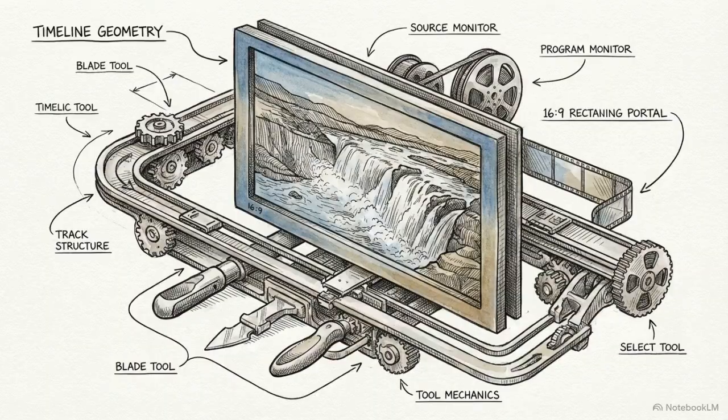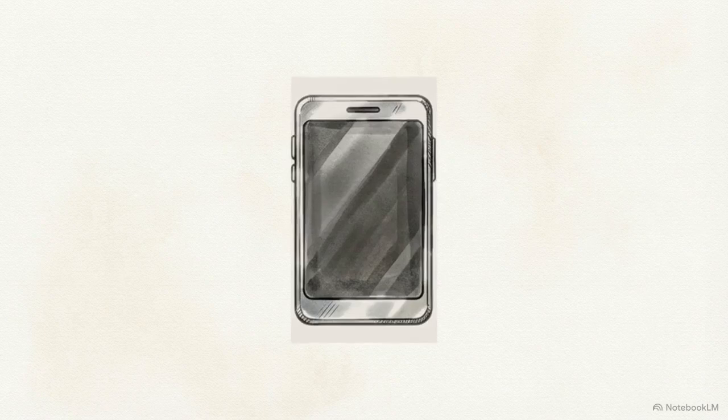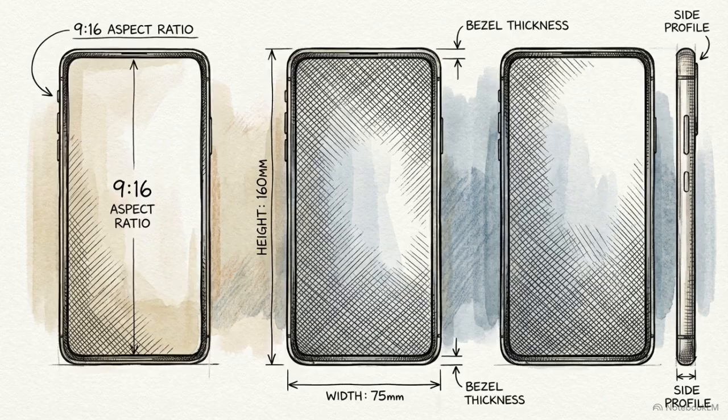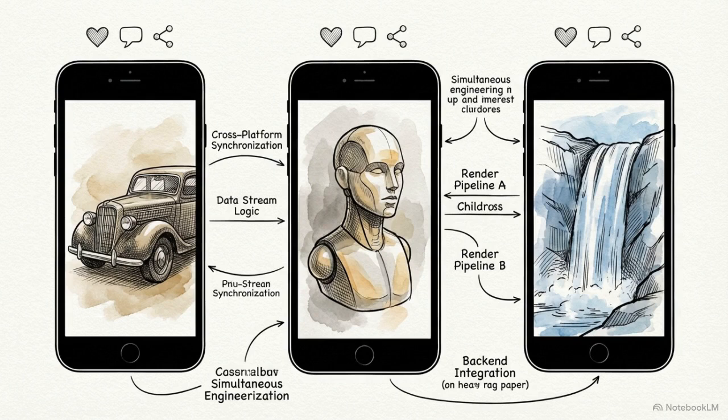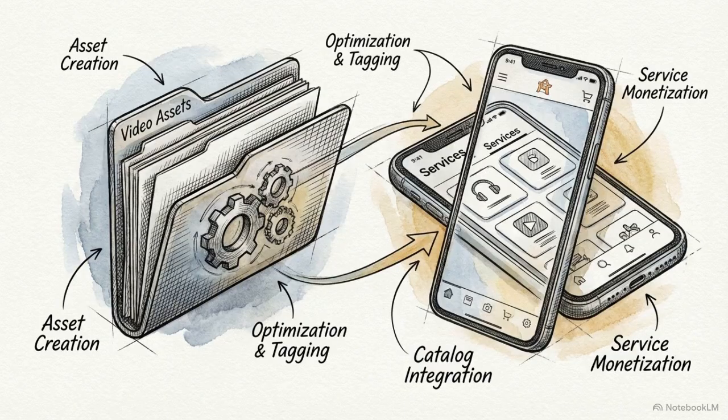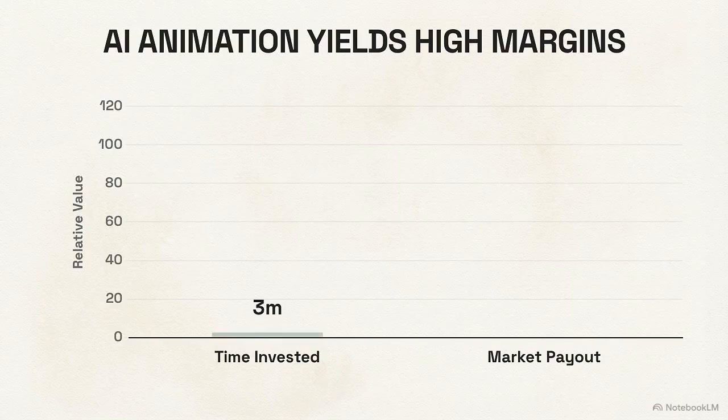To maximize the reach of these videos, bring your widescreen files into an editor and crop them into a 9:16 vertical aspect ratio. Adapting this single core technique for vertical formats allows you to provide content for YouTube Shorts, TikTok, and Instagram Reels simultaneously. Now that we have the asset, we will move directly into the economic application of these video files. This chart compares the time investment of AI generation against market payout rates.